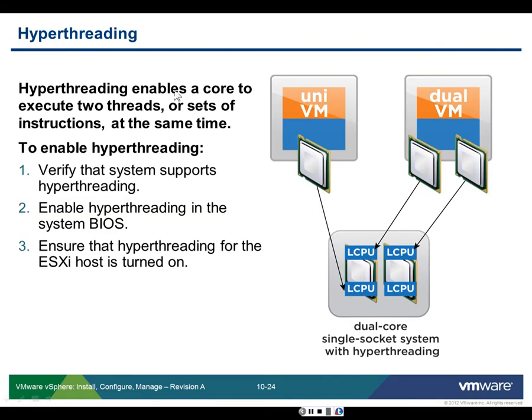Hyper-threading. Hyper-threading enables a core to execute two threads or sets of instructions at the same time. To enable hyper-threading, one, verify that the operating system supports hyper-threading, and then enable hyper-threading in the system BIOS, and then ensure that hyper-threading in the ESXi host is turned on.